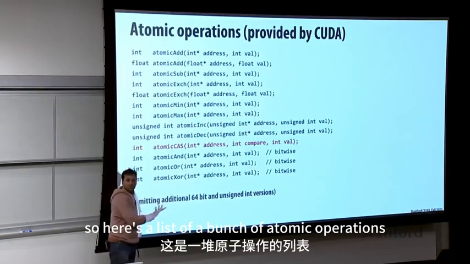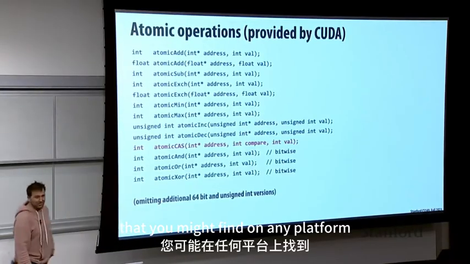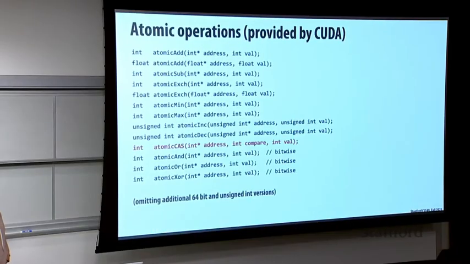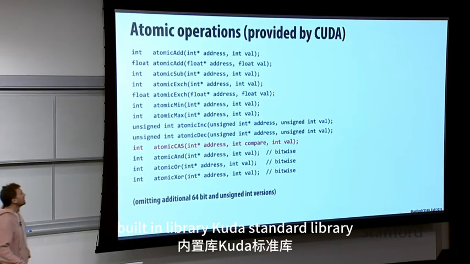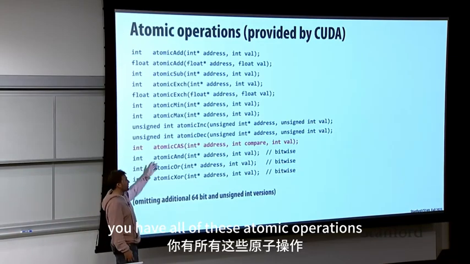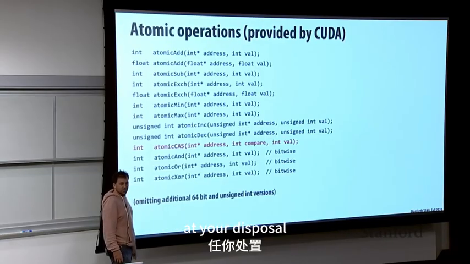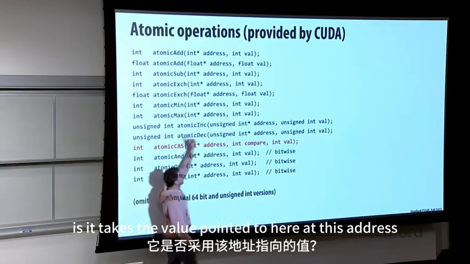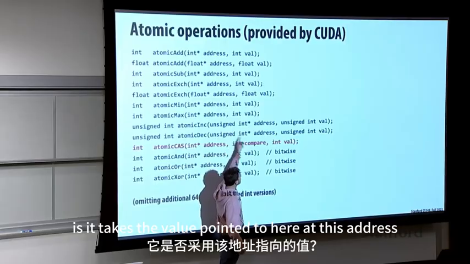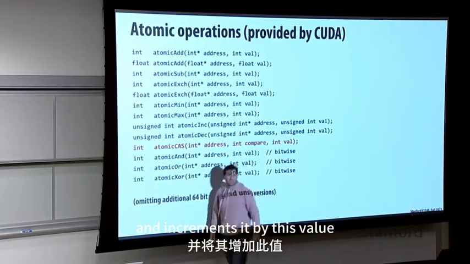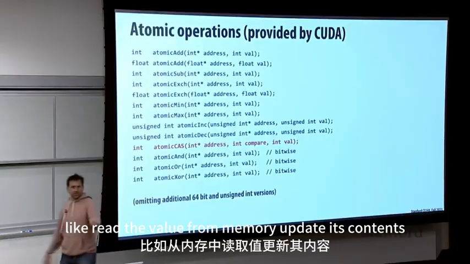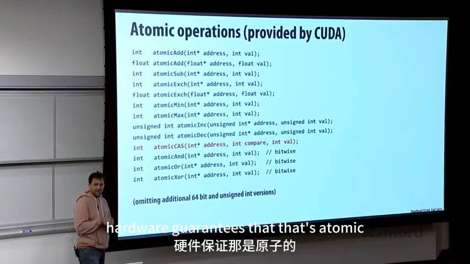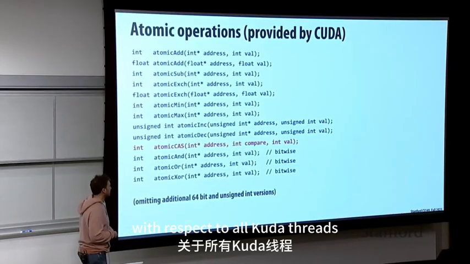So here's a list of a bunch of atomic operations that you might find on any platform these days. Here are atomic operations that I took from the CUDA standard library. So if you're running anything on NVIDIA GPUs, you have all of these atomic operations at your disposal. Atomic increment, which is just what we had, takes the value pointed to at this address and increments it by this value. So that's a read, modify, write. The hardware guarantees that it's atomic with respect to all CUDA threads.